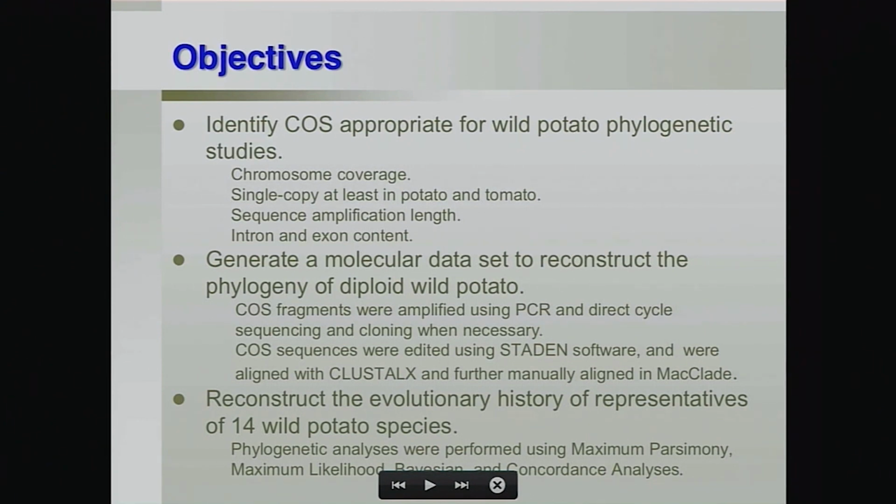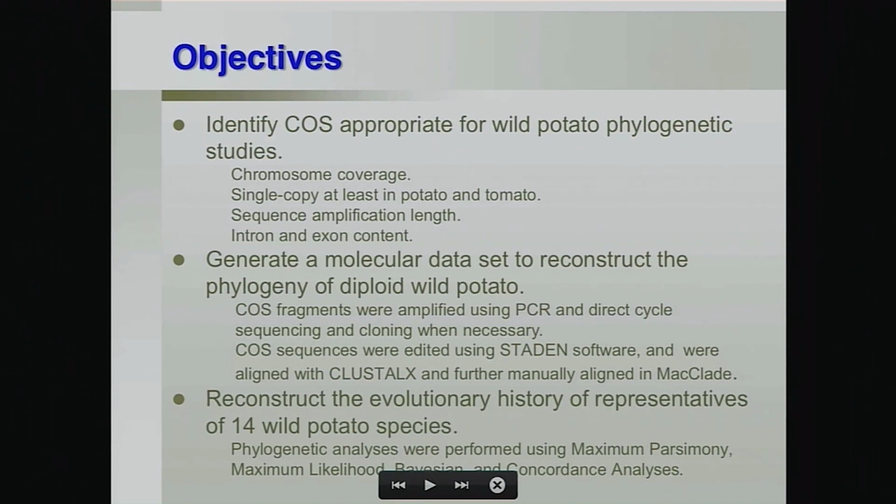The sequence alignment length for each COS should be no more than 1,200, and the intron and exon content. No? We tested more than 100 COS, and we identified 12 that were very useful. I'm going to show those results. In the other cases, we got a lot of different sequences. This means we were guessing that those are not single copy, no? And then they were tested again in the TASSEL GBS, and they confirmed that they are not single copy, at least in potato.